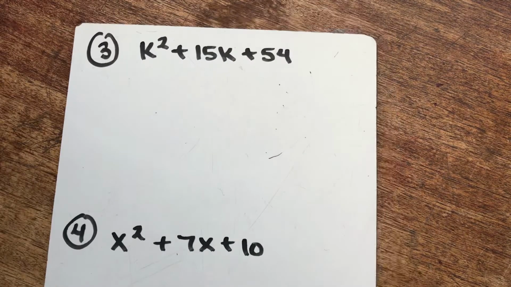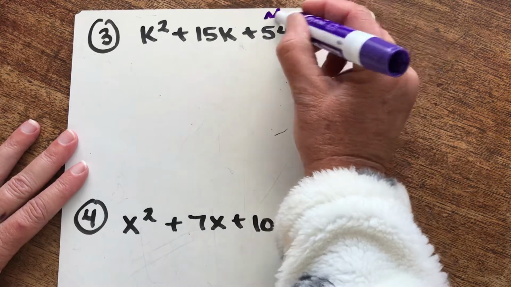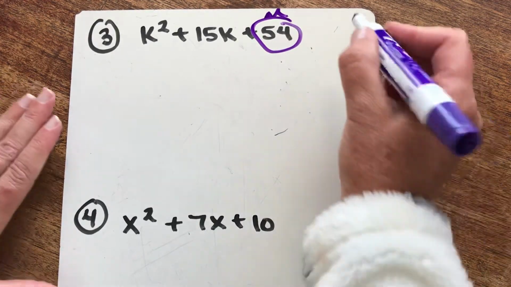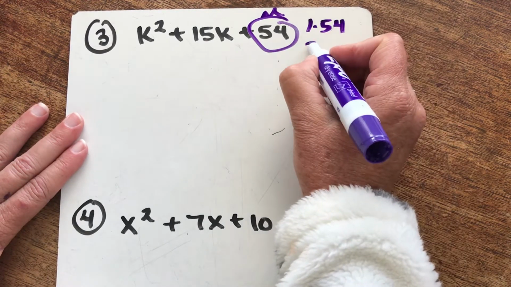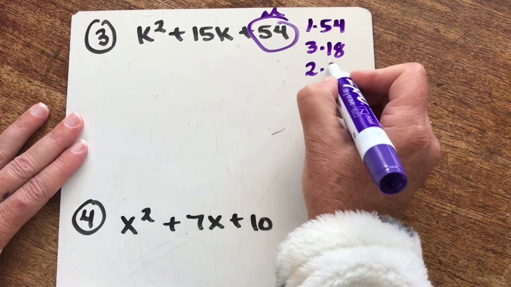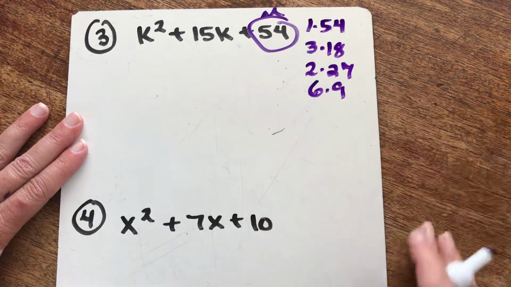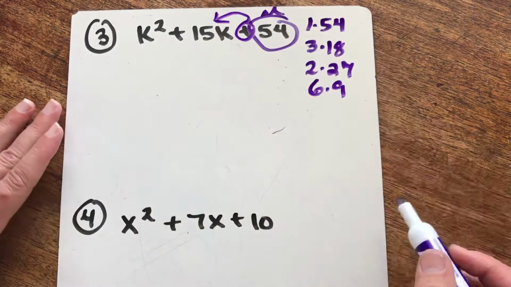Let's do number 3 and 4. Ooh, factors of 54. That sounds like fun. So here we go. What numbers multiply to give me 54? Well, I know 1 and 54. I know 3 and 18. I know 2 and 27. And 6 and 9. I'm looking for which ones add to give me 15.